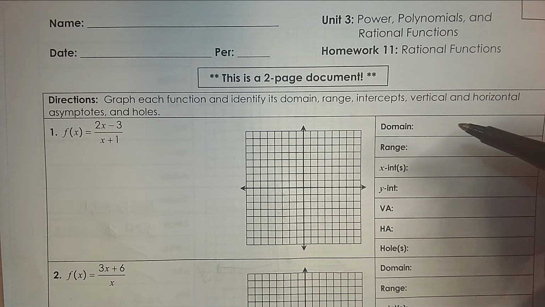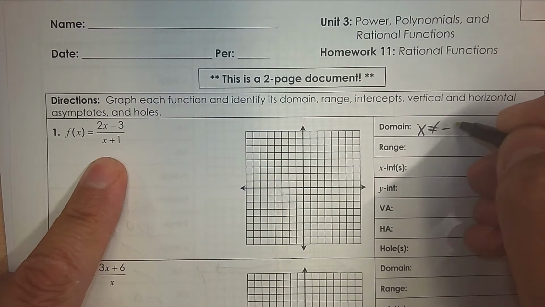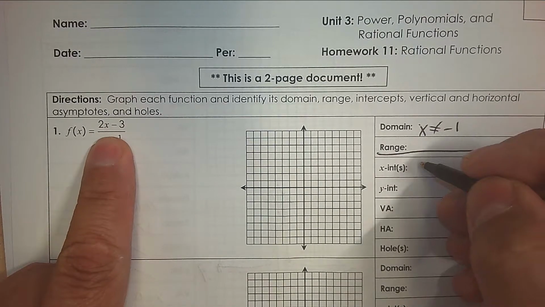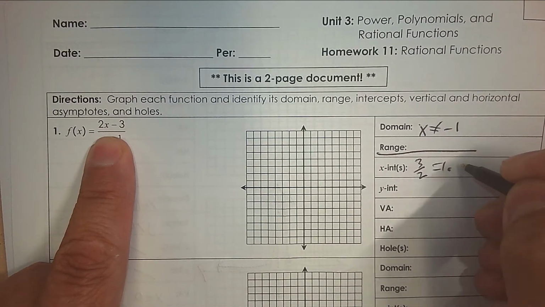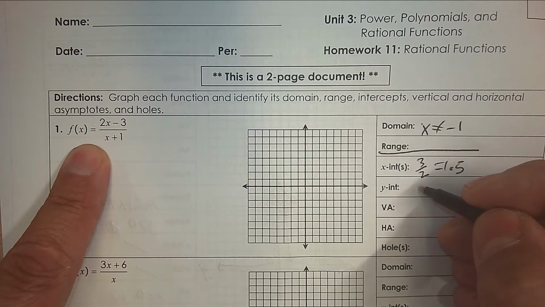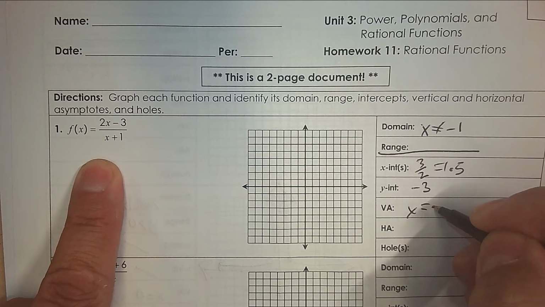There's nothing factorable. So the domain comes from the bottom. X cannot equal -1. We're not going to worry about the range. The x-intercept comes from the top, so you add 3 and divide by 2. That's 1.5. The y-intercept, you plug in 0, and you get -3 over 1. The vertical asymptote comes from the bottom. Make sure you write it as a line.